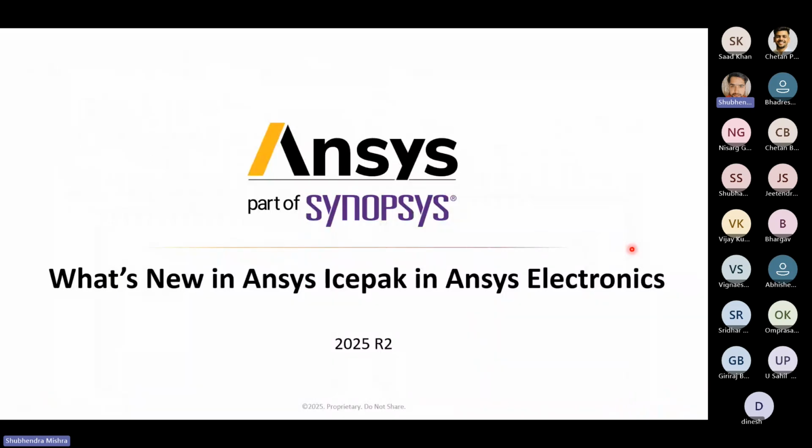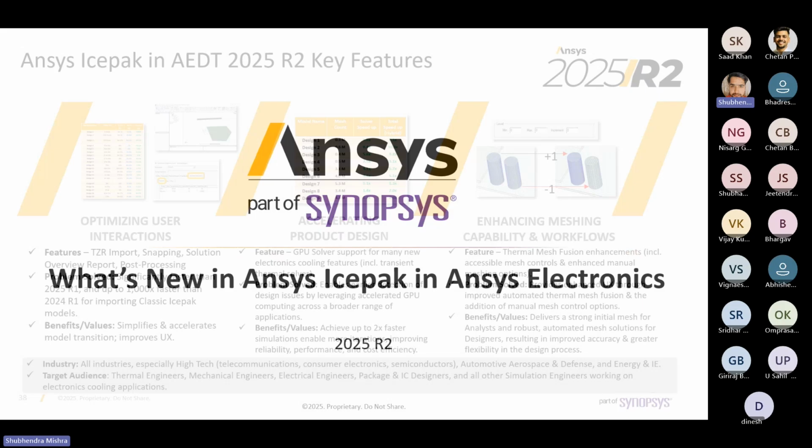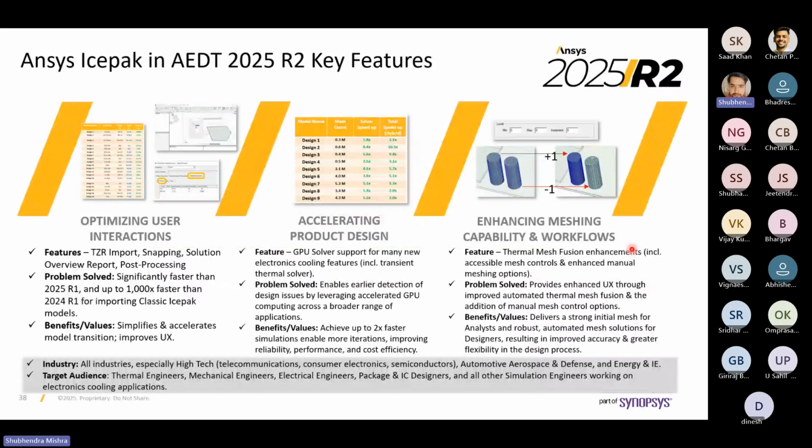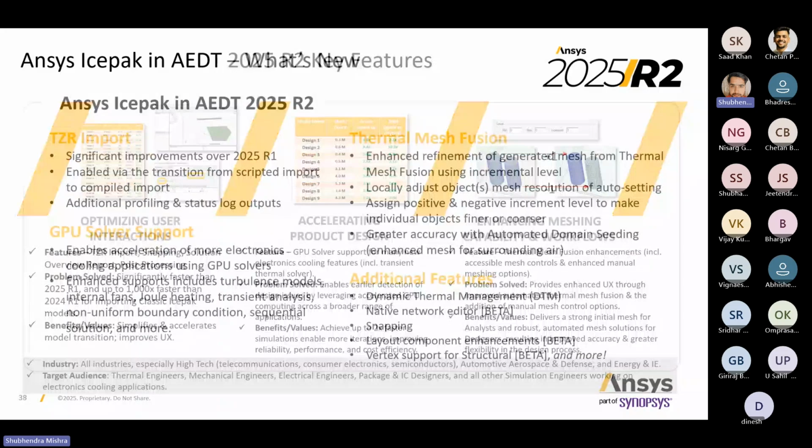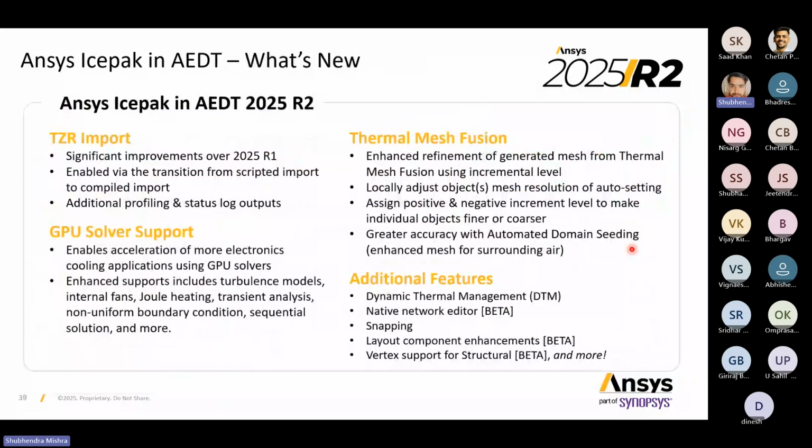Now for the thermal sections, there are some improvements in Icepak also. If you are working in classic Icepak, you can directly import those TZR components and snapping controls in our ADT workbench. You can accelerate your models with GPU, decreasing the simulation time. Meshing capabilities are also improved here. TZR is basically a classic Icepak file, which you can now import in our 2025 R2. There is also GPU solver support, which decreases the simulation time and increases the accuracy.